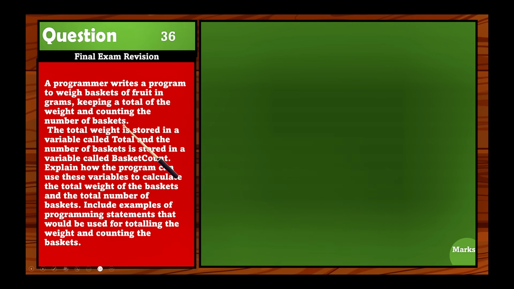Question 36, a programmer writes a program to weigh baskets of fruit, keeping the total of the weight and counting the number of baskets. The total weight is stored in a variable called total and the number of baskets is stored in a variable called basket count. Explain how the program can use these variables to calculate the total weight of the baskets and the total number of baskets. Include examples of programming statements that would be used for totaling the weight and counting the baskets.